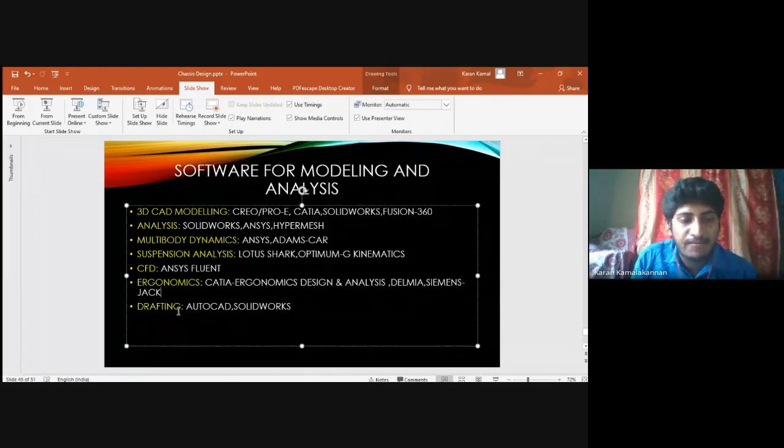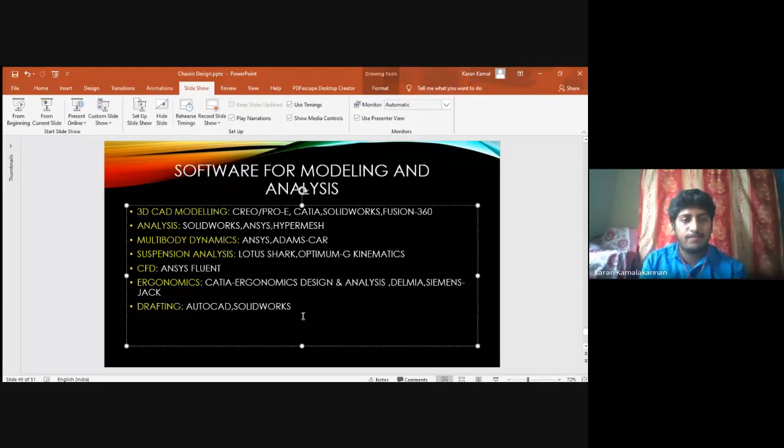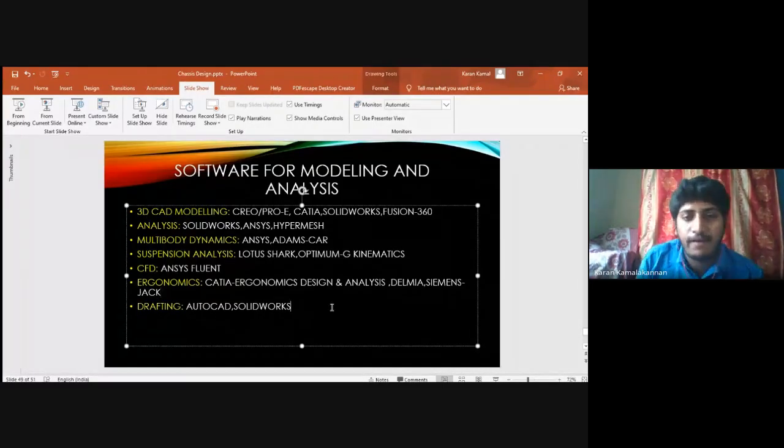And for drafting purposes, for giving information to manufacturing, you can go with AutoCAD, or SolidWorks also provides a facility for drafting. It is also a tab there. You can go with SolidWorks. Fine, I think this is done.